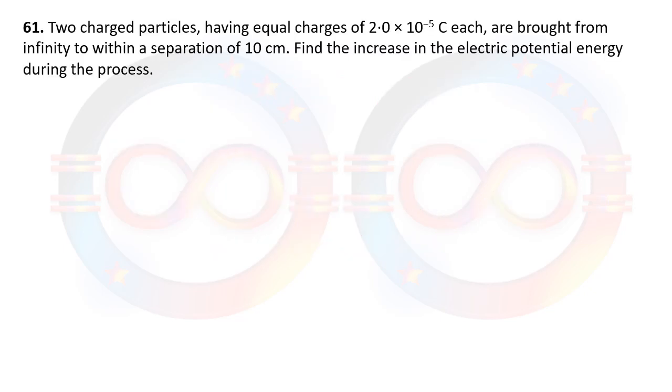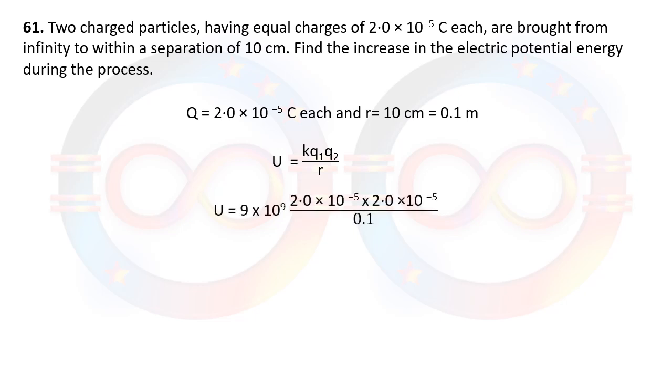In question number 61, it is saying that two charged particles having equal charges 2 into 10 raised to minus 5 coulomb are brought at a distance of 10 cm from infinity. Find the increase in electric potential energy. We know that the formula of electric potential energy is 1 by 4 pi epsilon naught q1 q2 upon r, or k q1 q2 upon r. q1 is given 2 into 10 raised to minus 5, q2 is given a similar value 2 into 10 raised to minus 5, and the distance 10 centimeter, we can take 0.1 meter.